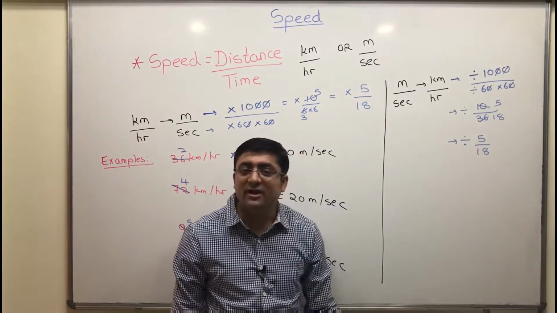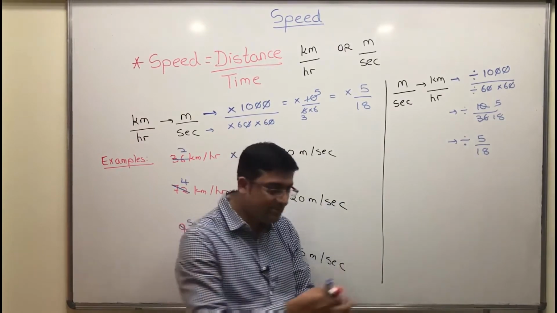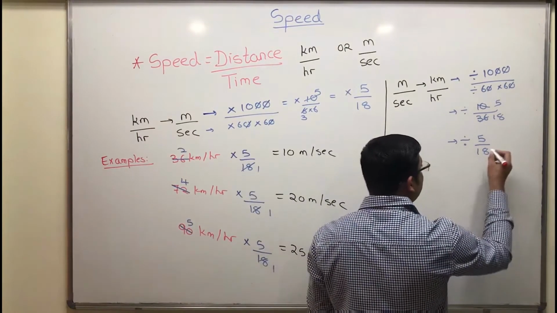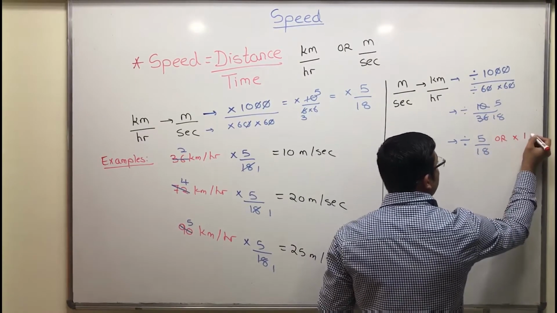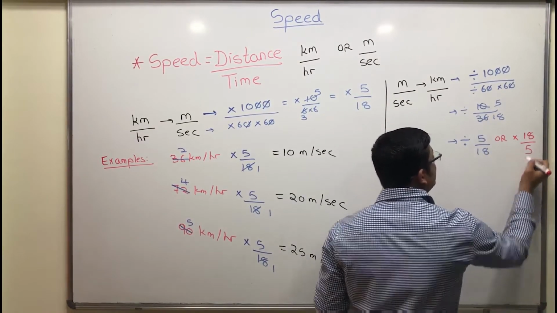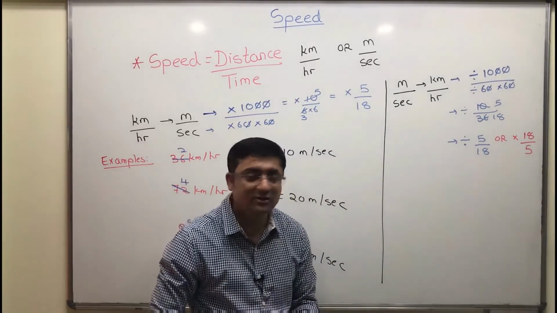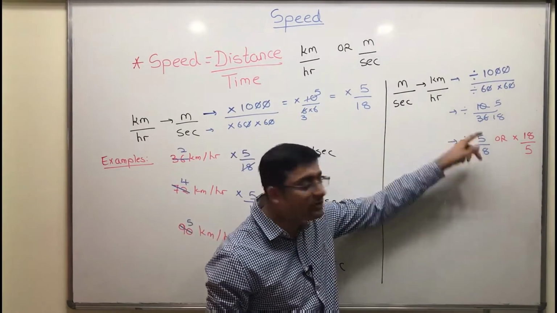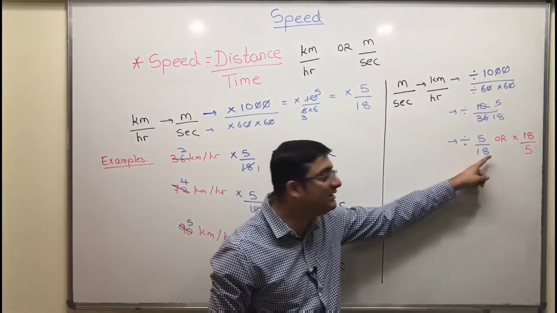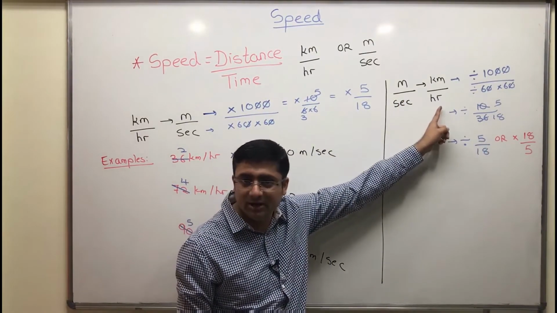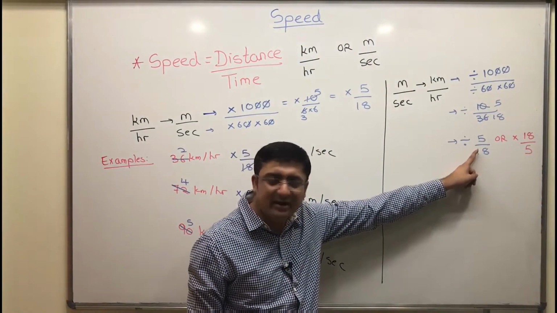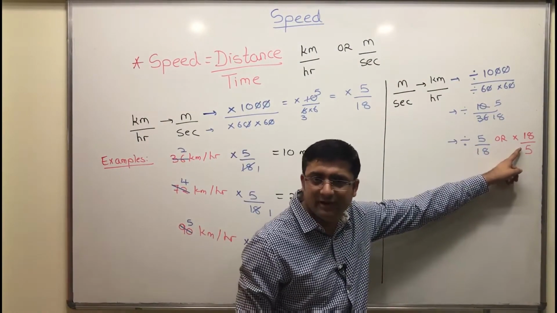Now division by a fraction, how do we do it? We multiply by its reciprocal. So you might either divide by 5 by 18 or multiply by the reciprocal, that is 18 by 5. I repeat, how do we divide by a fraction? We basically multiply by the reciprocal. So what is reciprocal of 5 by 18? 18 by 5. So whenever you want to convert from meter per second to kilometer per hour, either divide by 5 by 18 or multiply by 18 by 5, your choice.